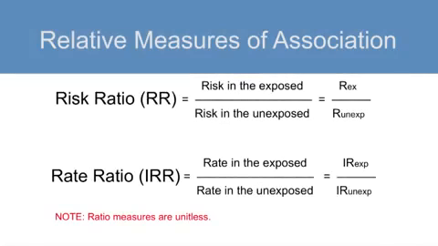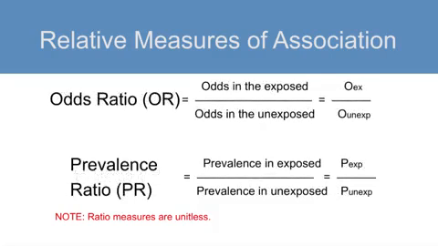Here are the equations for risk and rate ratios. Note that the risk ratio is abbreviated RR and rate ratio is abbreviated IRR. The I stands for incidence. Here are the equations for odds and prevalence ratios. Note that the odds ratio is abbreviated OR and the prevalence ratio is abbreviated PR.